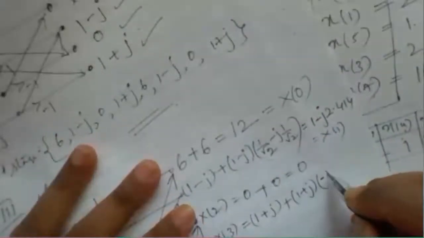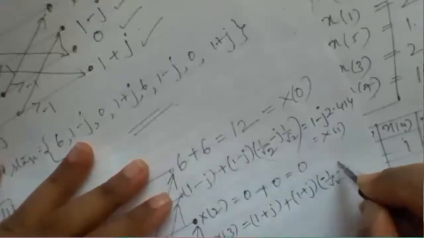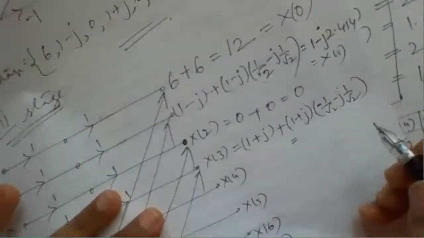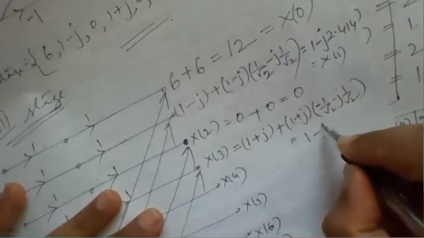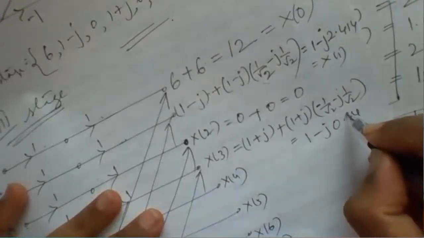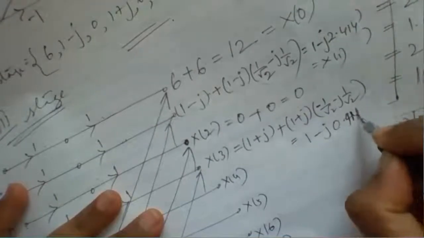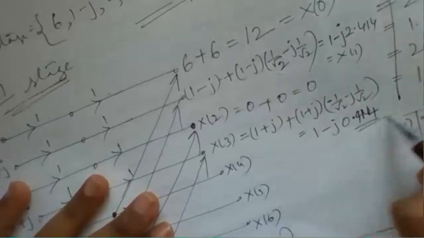Minus 1 by root 2 minus j 1 by root 2. So this multiplication should be done correctly. Minus here 1 by root 2 minus j 1 by root 2. So simplify this. This is going to give us 1 minus j 0.414. 1 minus j 0.414. Okay.